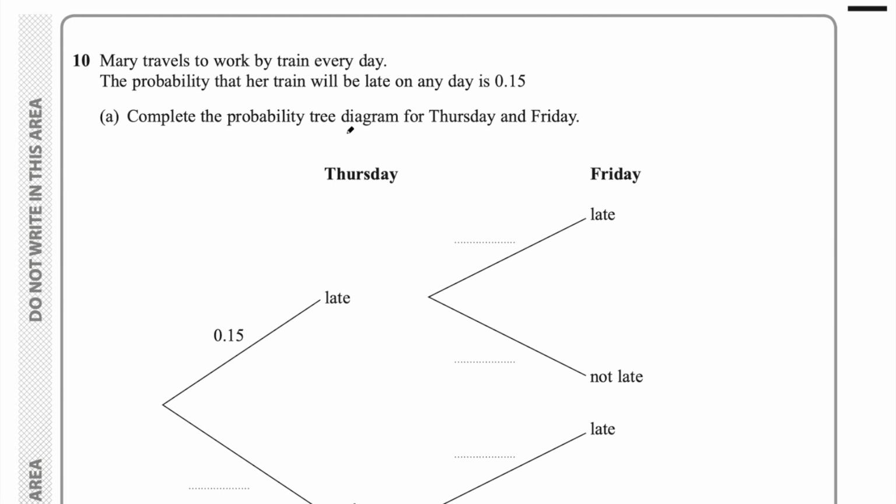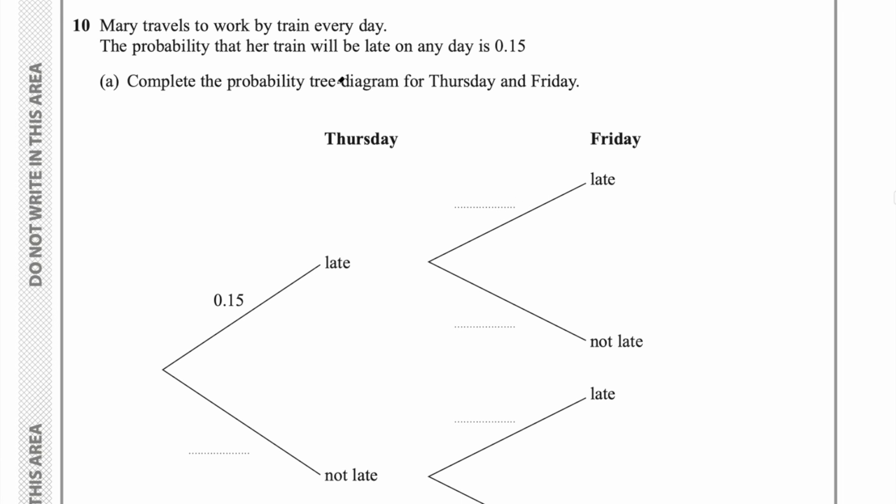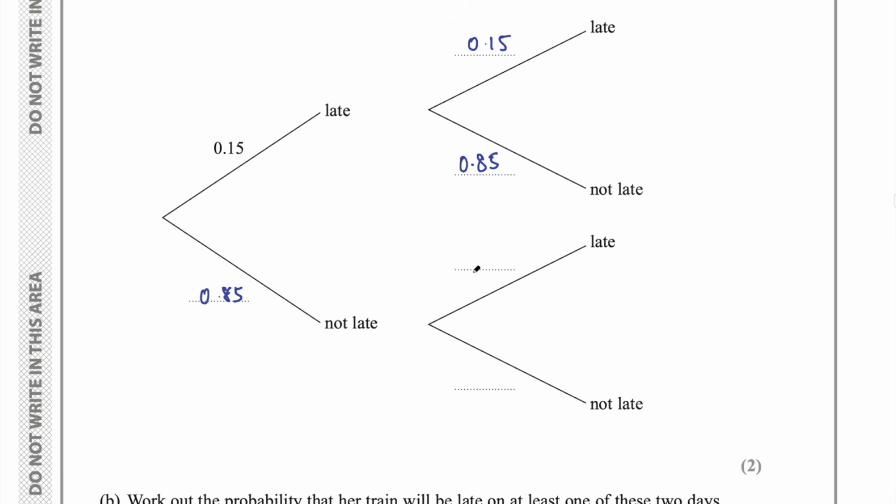Part A says complete the probability tree diagram for Thursday and Friday. Okay, so if the probability that she'll be late on any day is 0.15, we can say the probability of being not late will be 1 take 0.15 or 0.85. And then the same thing for Friday. This will be 0.15 and 0.85. And the same thing down here, so 0.15 and 0.85.